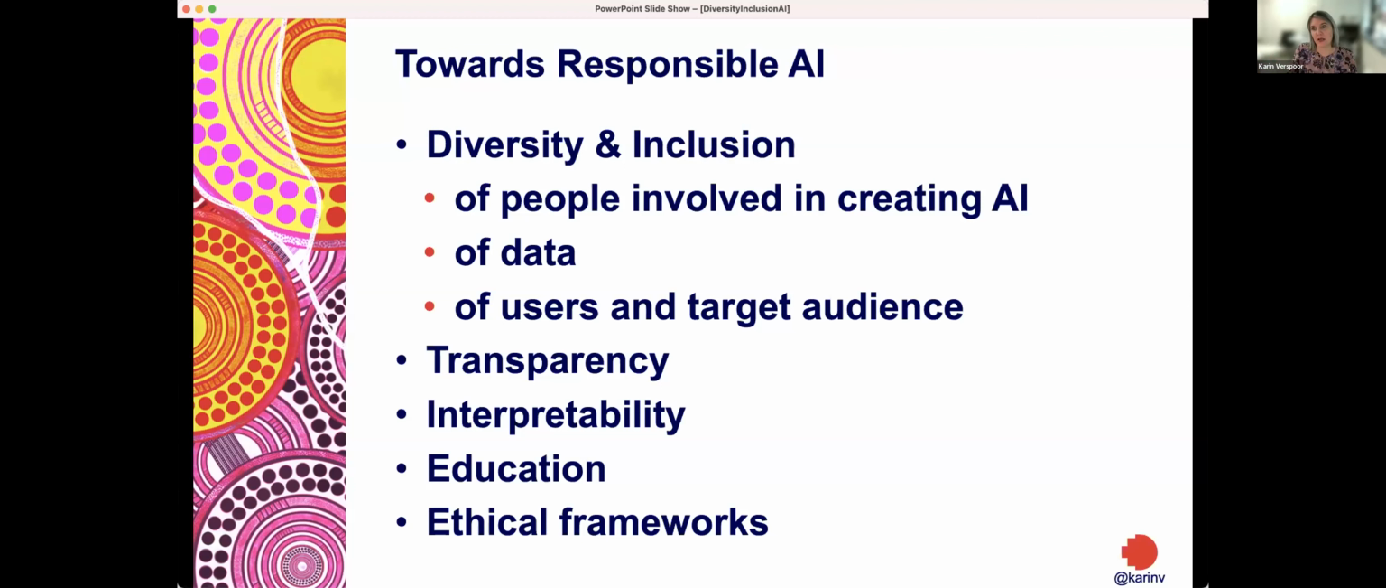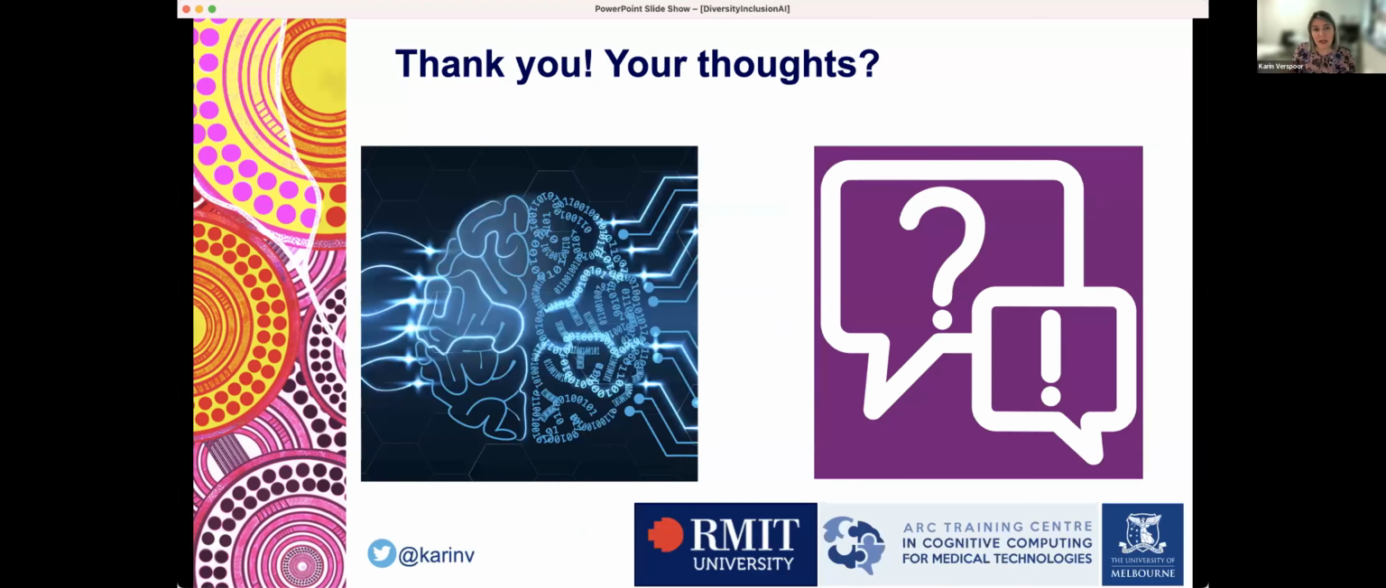We also need to be talking about educating or training people about all of these aspects of AI and the potential biases and limitations of the tools, and develop ethical frameworks. And so with that, I will say thank you and ask if anybody has any thoughts or discussion they would like to have.